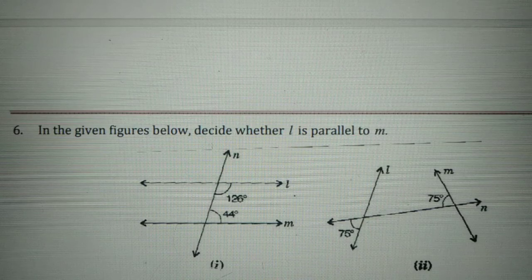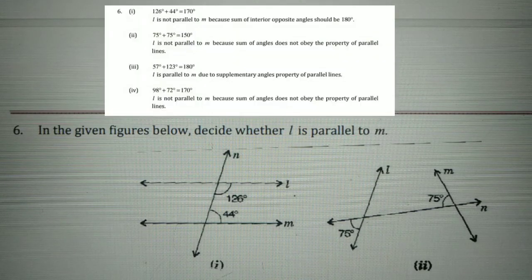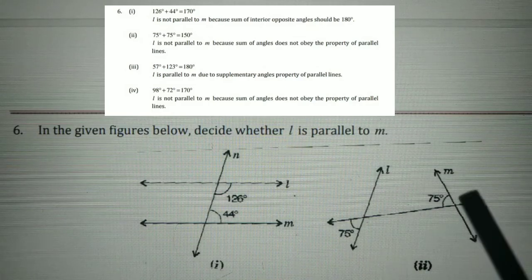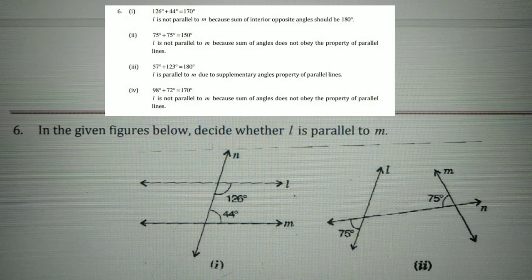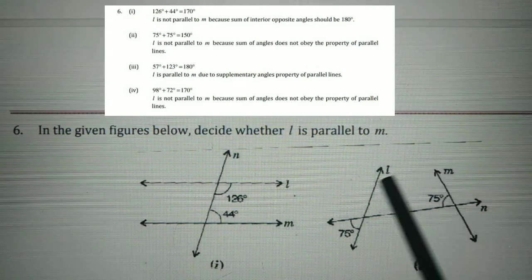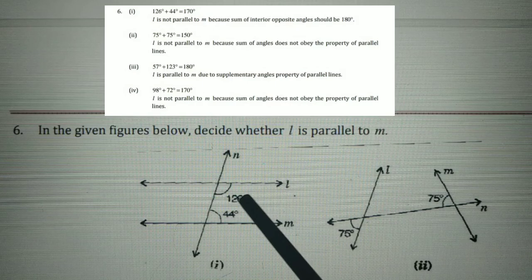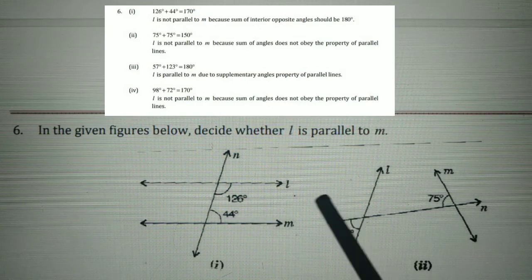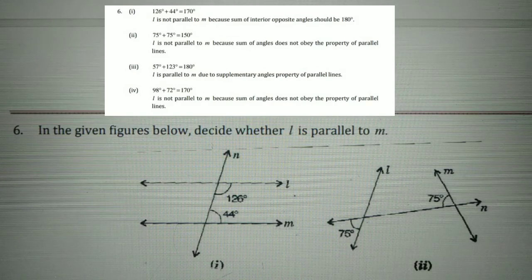Now students, observe question number 6. In the given figure below, decide whether L is parallel to M. Now we have to prove that L is parallel to M. Alright, the property of the angles we use to prove L is parallel to M. Now see the first diagram in which 126 and 44 angles are given, and these are the interior angles on the same side.